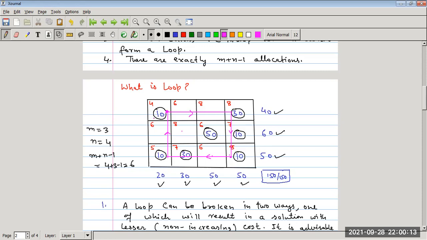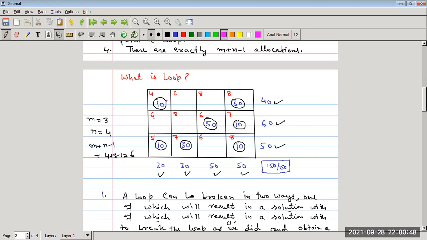But again, let us check how we can find whether the allocations form a loop or not. We have to move horizontally or vertically, and if we start from any allocation and come back to the same allocation by moving horizontally or vertically, then it forms a loop. It means if there is a loop, then we can say the allocations are not independent.